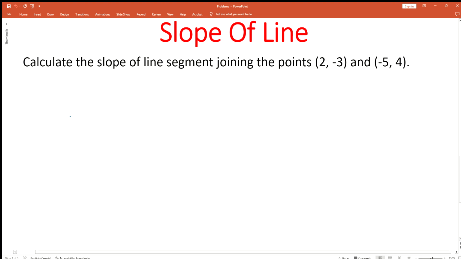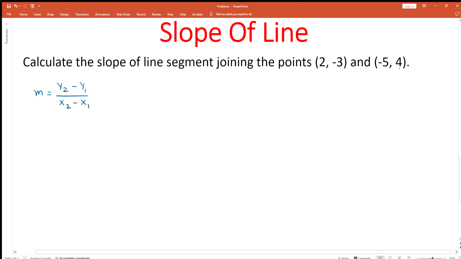In this video, we'll find the slope of a line segment. As per the problem, calculate the slope of the line segment joining the points (2, -3) and (-5, 4). We can find the slope of this line segment using the slope formula. The slope formula is m equals y2 minus y1 over x2 minus x1. x1, x2, y1 and y2 are coordinates of points that lie on the line segment.